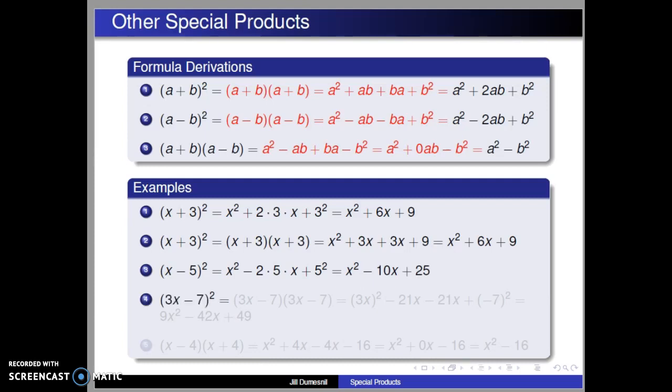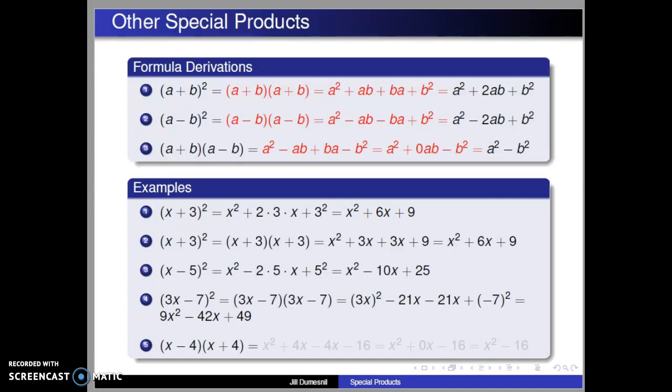To compute 3x minus 7 squared, you might find it easier to use the definition of squaring and the FOIL method. We multiply the first two terms, 3x times 3x, the outer two terms, 3x times minus 7, the inner terms, minus 7 times 3x, plus the last two terms, negative 7 times negative 7. Finally, we simplify to 9x squared minus 42x plus 49.